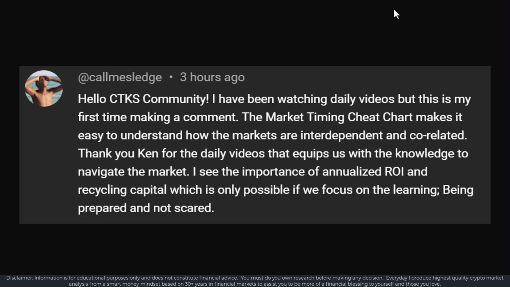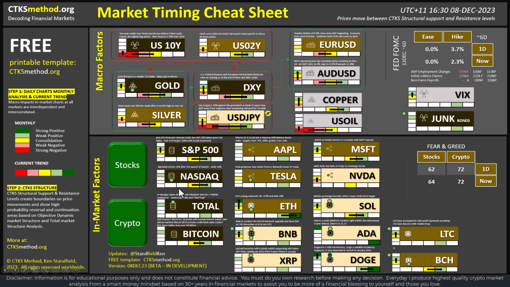I'd like to do a call out to Call Me Sledge, who for the first time made a comment. Woohoo, my friend, you're awesome. Call Me Sledge said the market timing cheat sheet makes it easy to understand how the markets are interdependent and intercorrelated. My focus is exclusively on crypto, but I've traded everything over my 35 plus years inside financial markets.